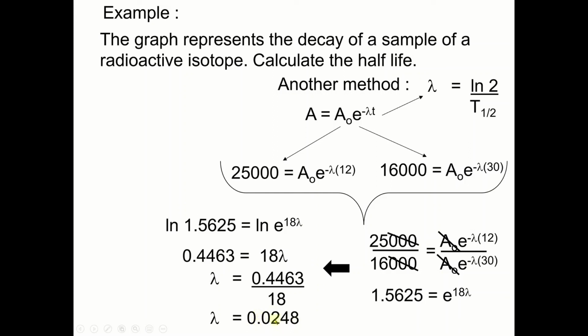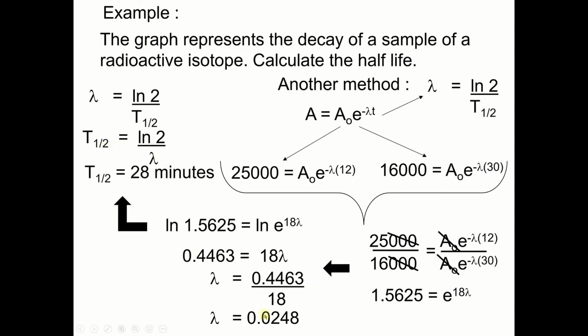Now after we get the decay constant, we use this equation: decay constant equals ln 2 per half-life. We substitute the decay constant here, so half-life equals ln 2 per 0.0248. We get a half-life of 28 minutes. So this is the answer, the half-life.